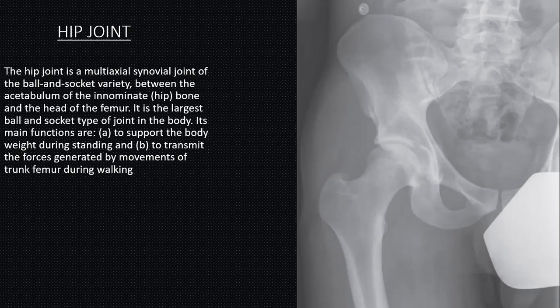The main functions of the hip joint are, one, to support the body weight during standing, and also to transmit the forces from the femur to the trunk during walking.